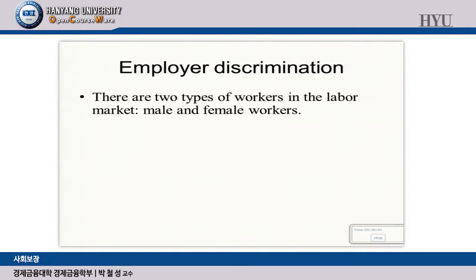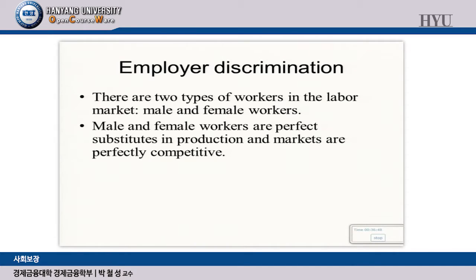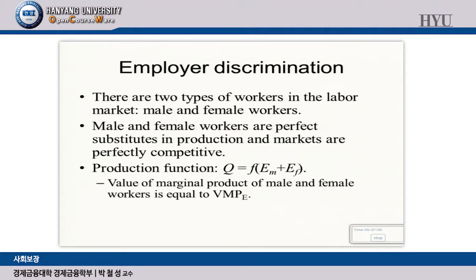Let's assume there are two types of workers in the labor market, male and females. And let's assume that they are perfect substitutes in production, and markets are perfectly competitive. Meaning that they are basically the same. Their productivity, everything is the same. And so production function, since they are the same, basically depends on the total number of employees. It doesn't matter whether it's a male or female or a mix. So one male employee will produce exactly the same as one female employee. Okay? So that's the starting point.